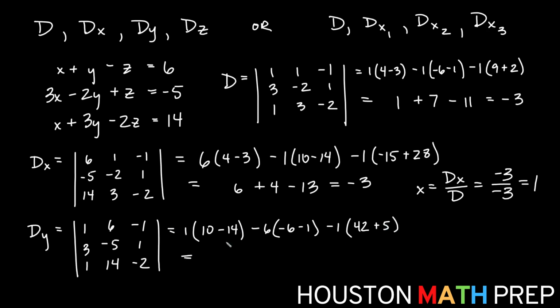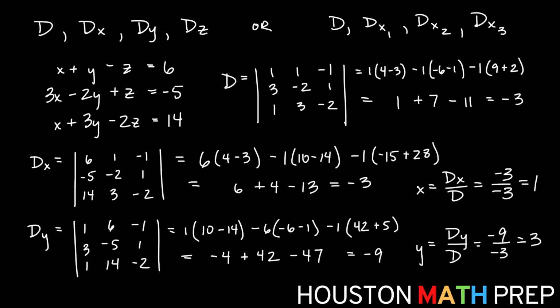And then here we'd have 1 times this is -4, this is -7 times -6, so that's positive 42 there. This is 47, so that's minus 47. Okay, so here we would have, however you want to do this, this ends up to be -9, I believe. So we can already see then that y is going to be dy over d, which is -9 over -3. D up there, right? Which is 3 for this one.